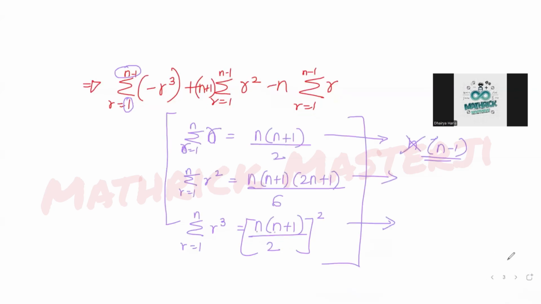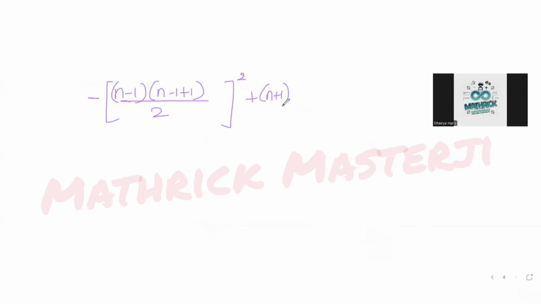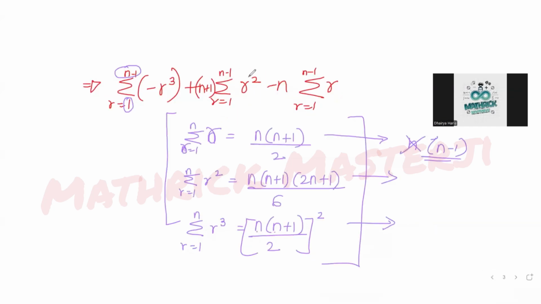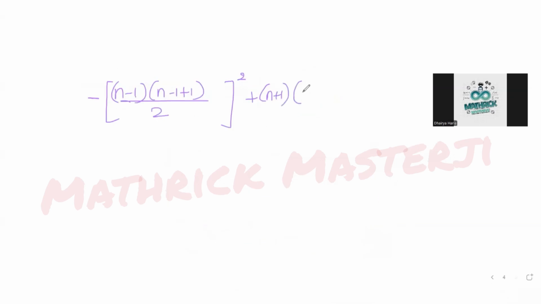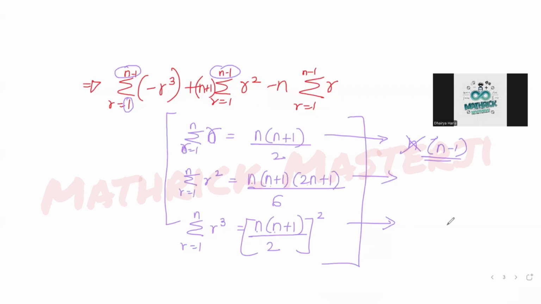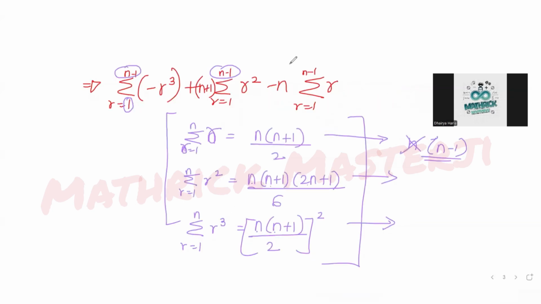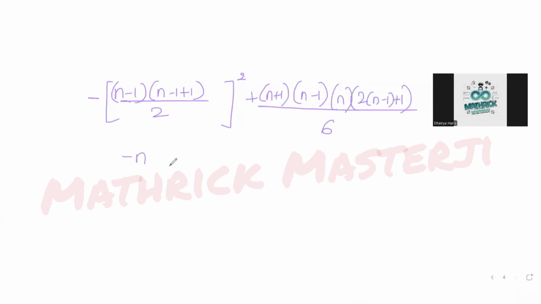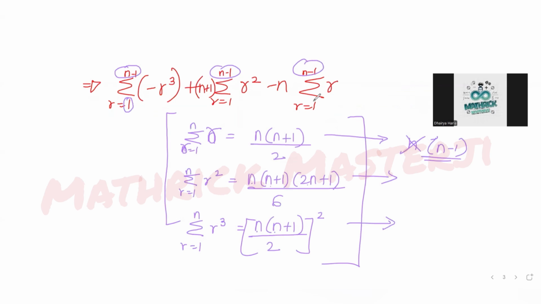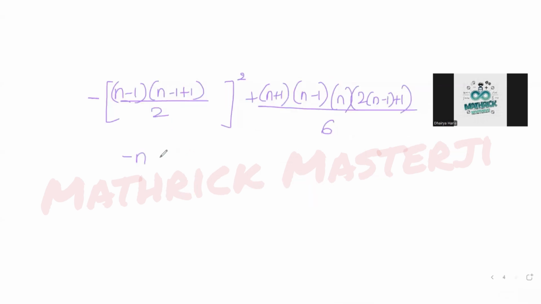Then plus n plus 1, summation of r equals 1 to n minus 1 of r square. You have to again do till n minus 1, so substitute n minus 1 everywhere. So I get n minus 1, n minus 1 plus 1, which is basically n, then 2 times n minus 1 plus 1, the whole thing divided by 6. And the last term I have here is minus n, summation of r equals 1 to n minus 1 for r terms. So that basically becomes n minus 1, n minus 1 plus 1 divided by 2.